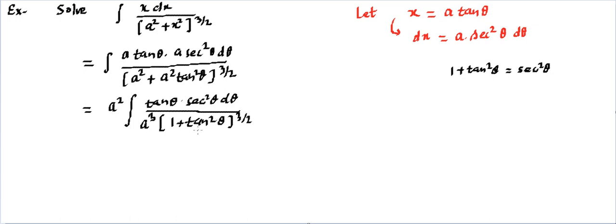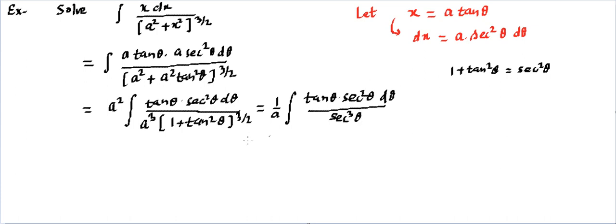So we can write it as sec square theta. So this power function will be simplified. Now this a square, this a cube, can be settled down to 1 by a, and then the integration upside is tan theta into sec square theta into d theta, and in the denominator, if I write directly, you'll find this going to be sec square theta, then square will cancel out with half and 3 will be there, that means it becomes sec cube theta.